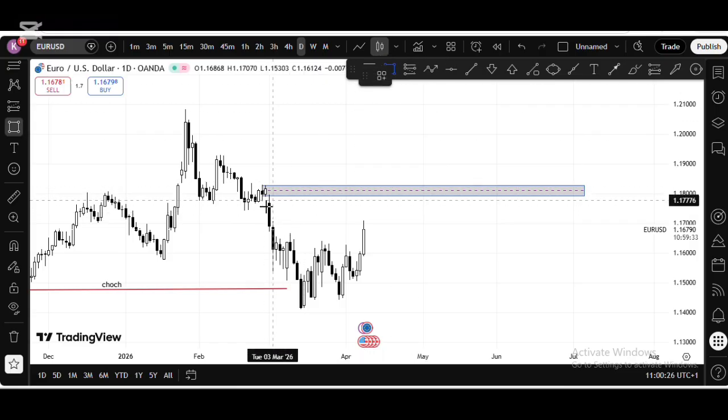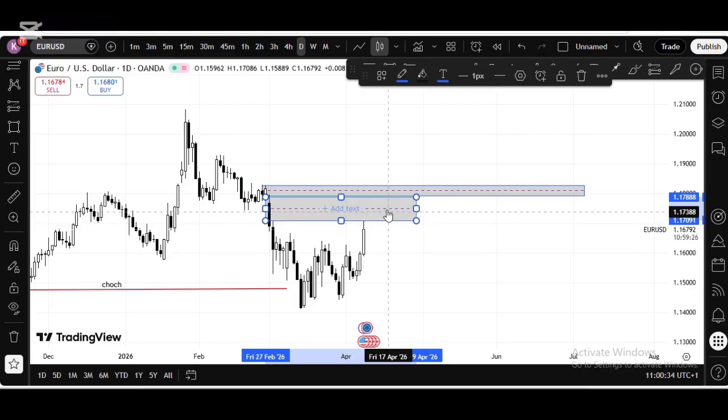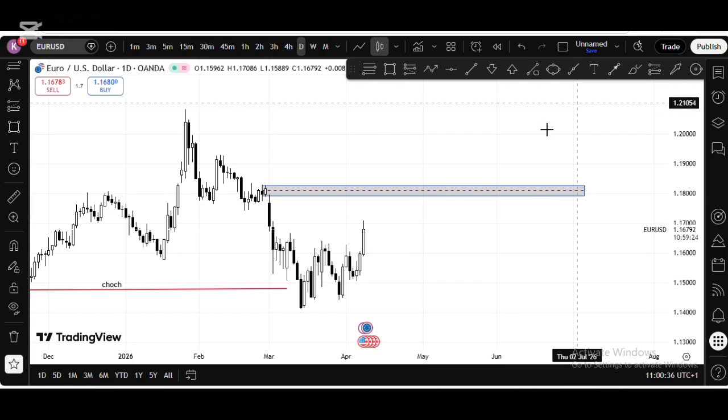This is the fair value gap. I will mark it, let me just mark it to show. This is the fair value gap, and the market has even started rejecting inside it.